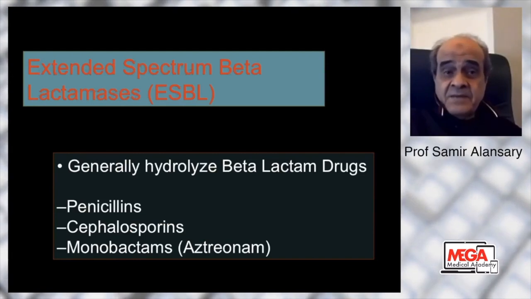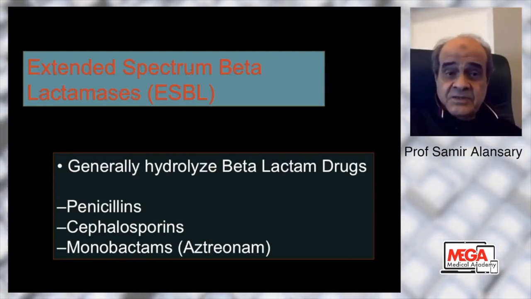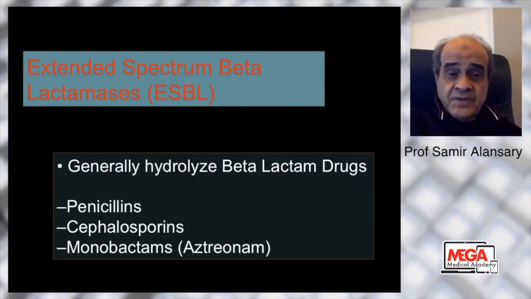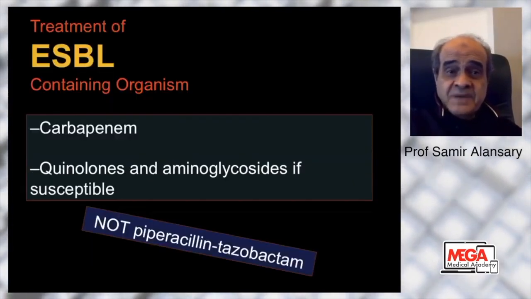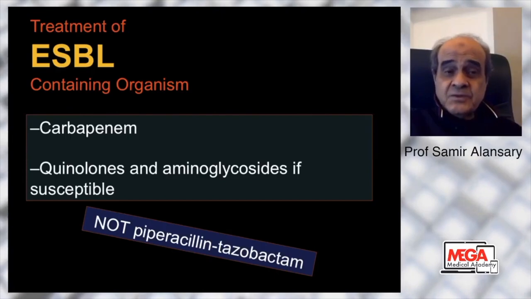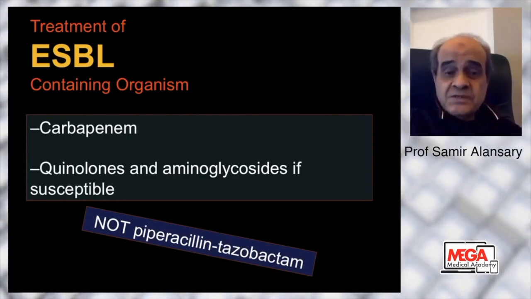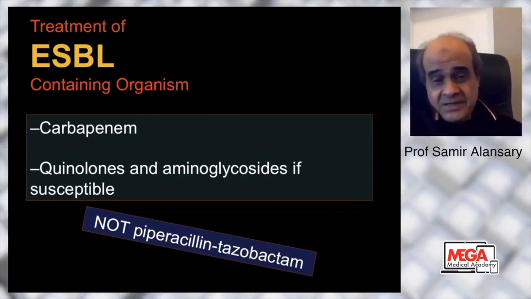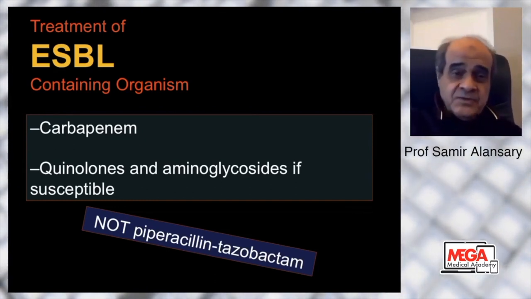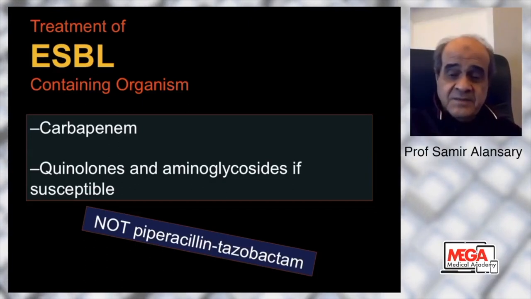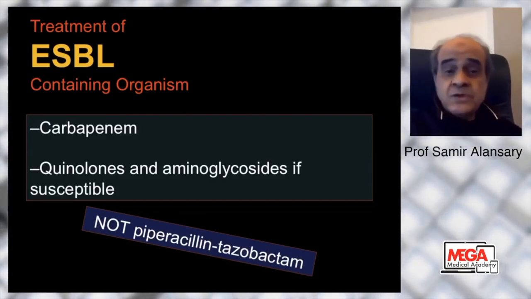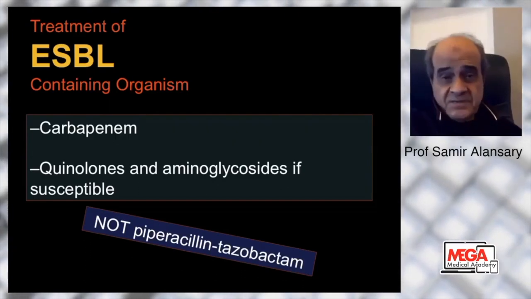Extended spectrum beta-lactamases, as I told, generally hydrolyze beta-lactam drugs such as penicillin, cephalosporin, monobactam. For extended spectrum beta-lactamases, we can use carbapenem in such situations. Don't use piperacillin, even if the culture sensitivity shows positive for piperacillin. Don't use it. For extended spectrum beta-lactamases, we have to use carbapenem, or we can use quinolones and aminoglycosides if susceptible.